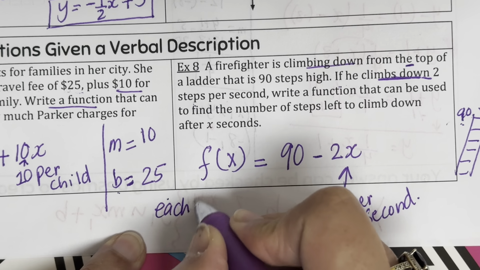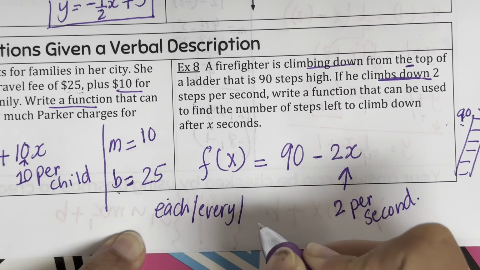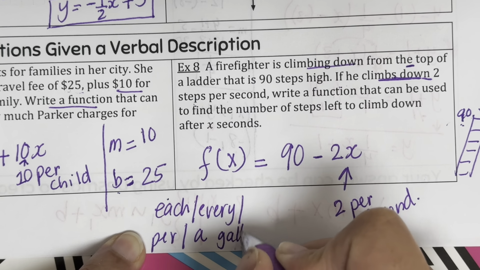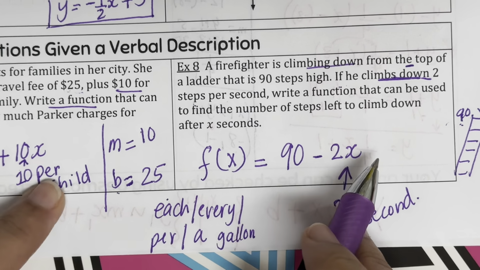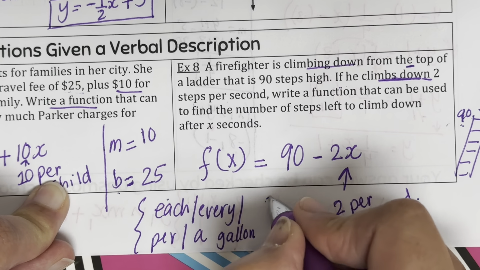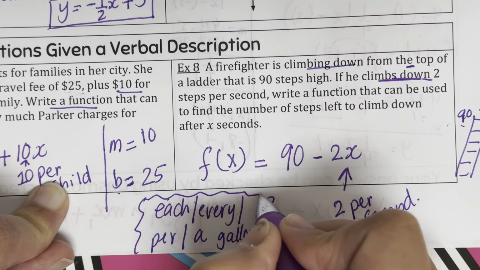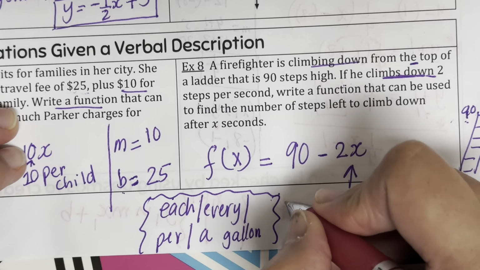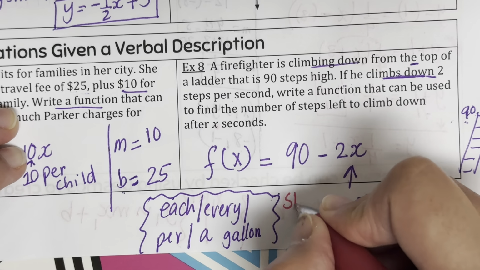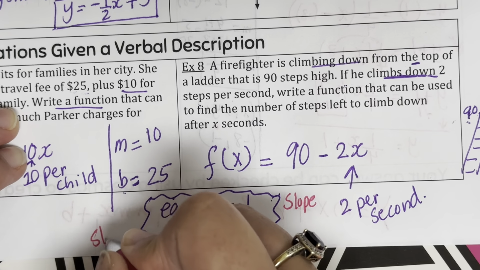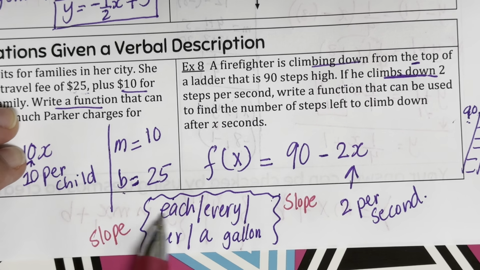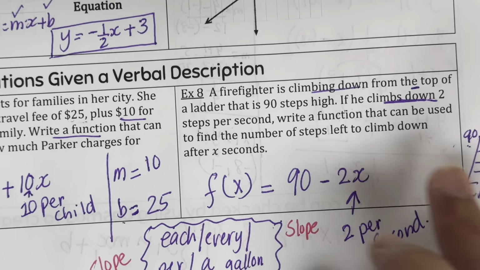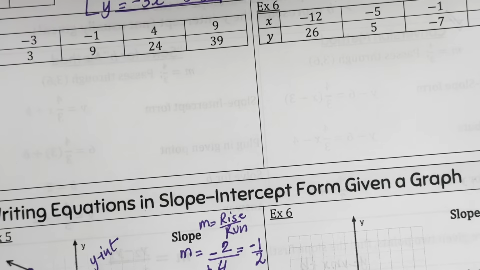So wherever you have the keywords of each, every, per, a gallon, you remember a question we did, a gallon? These are the keywords for your slope. Okay, these all are the keywords for slope. These are your m. This is where the m goes. All right, go ahead, finish all these questions.